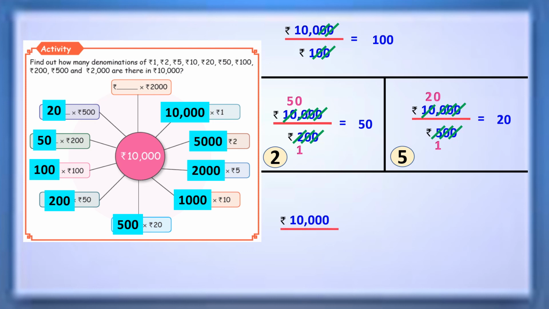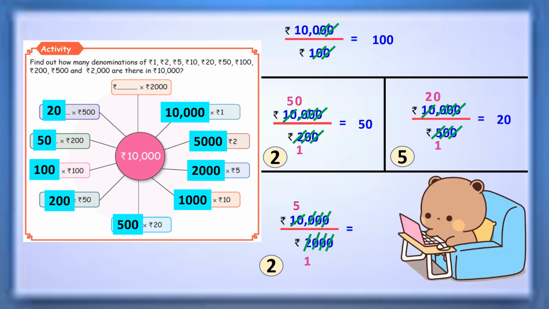Okay, now focus on 2000. Just cancel the 0 first. 3 zeros are there. Okay. So remaining 2 is there, isn't it? So 2 as a common table. 2 1 time and at the top 5. 2 5s are 10. So 5 will be the answer here, isn't it? So 5 2000 rupee notes will be needed to get 10,000.